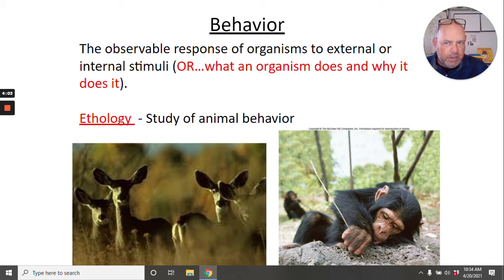So if we look at an organism's behavior, we're really looking at what an organism does and why it does it. And we call the study of animal behavior ethology. Lots of scientists study one organism in particular, like their whole life. They only study chimps, or they only study white-tailed deer, or whatever it might be. And that's how we get to have experts on all of these organisms and build up our information about all of them.